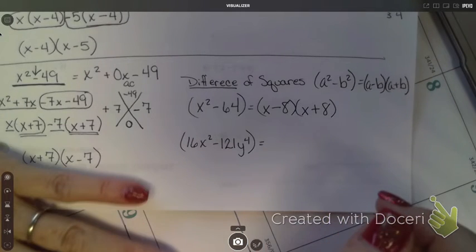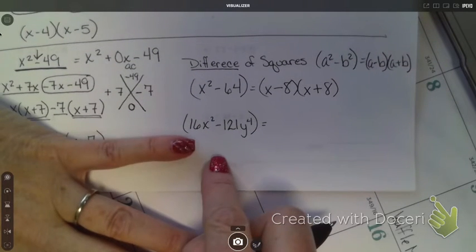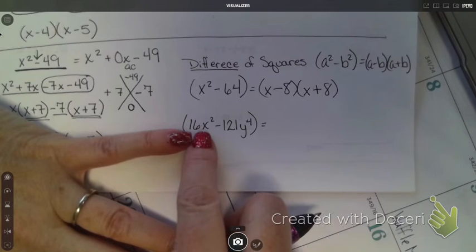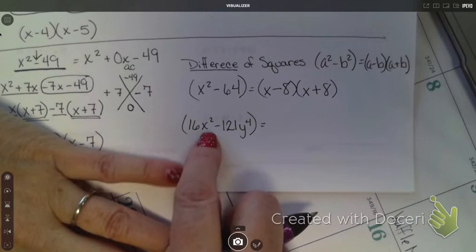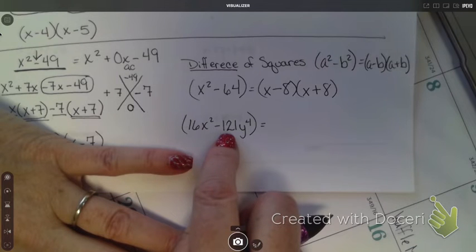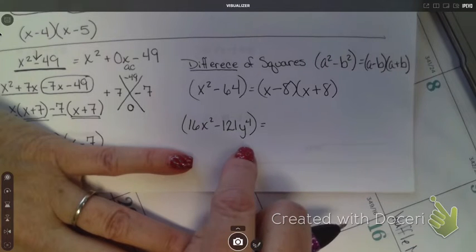Okay. So that you're looking at it and you're going, oh, gross. Is 16 a perfect square? Yes. Is x squared a perfect square? Yes. Is 121 a perfect square? Yes. Is y to the fourth a perfect square?